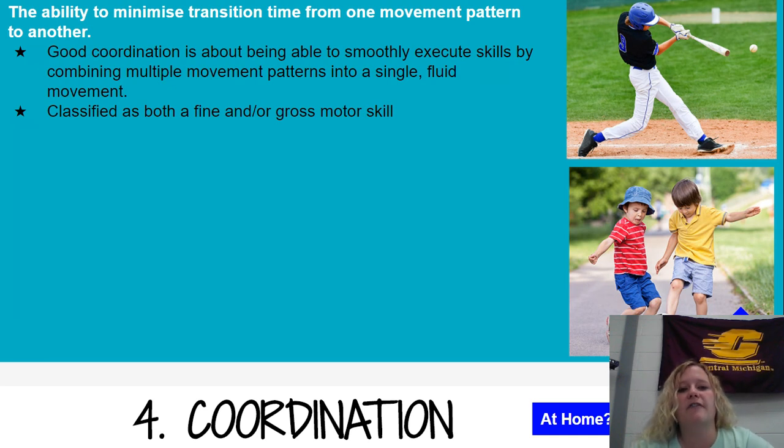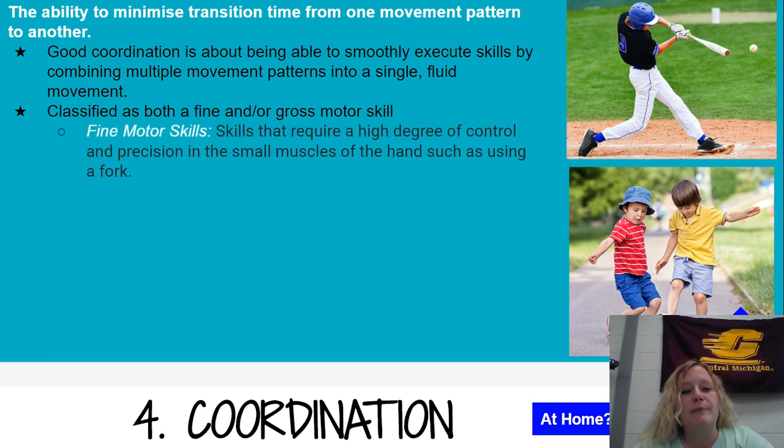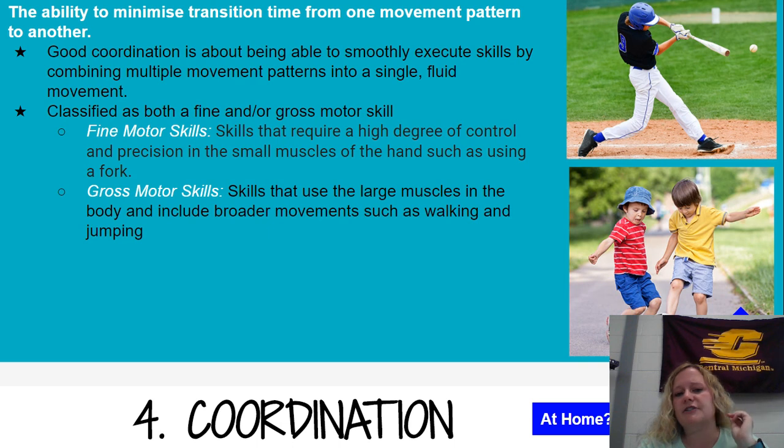Coordination is classified as both a fine and gross motor skill. Fine motor skills are skills that require a high degree of control and precision in small muscles of the hands, such as when you're using a fork or a spoon, or if you are putting Legos together, if you're doing anything that is very precise, computer technology, if you are a mechanic and you are doing different things in a car, or an electrician who might be rewiring something. Those are examples of fine motor skills. Gross motor skills are skills that use the large muscles in the body. These include a broader movement such as walking, jumping, and running.